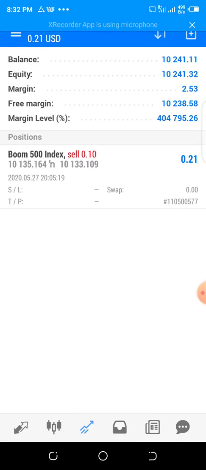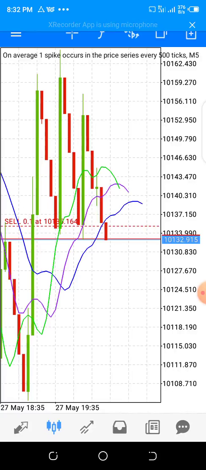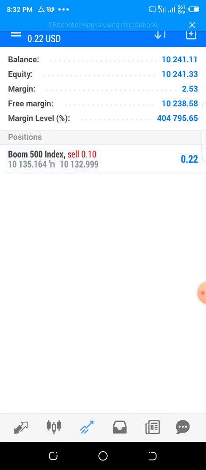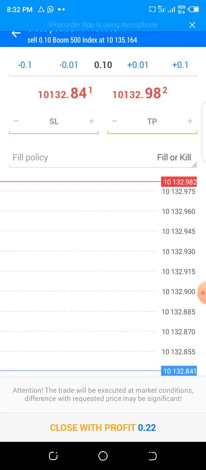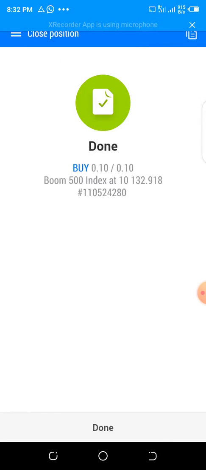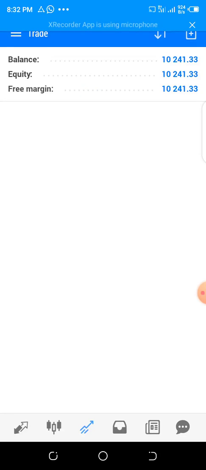You could see what I'm telling you. It is below the candlestick. You see that it is below the candlestick. So I'll take my profit. I close my trade. I take my profit. Easy.